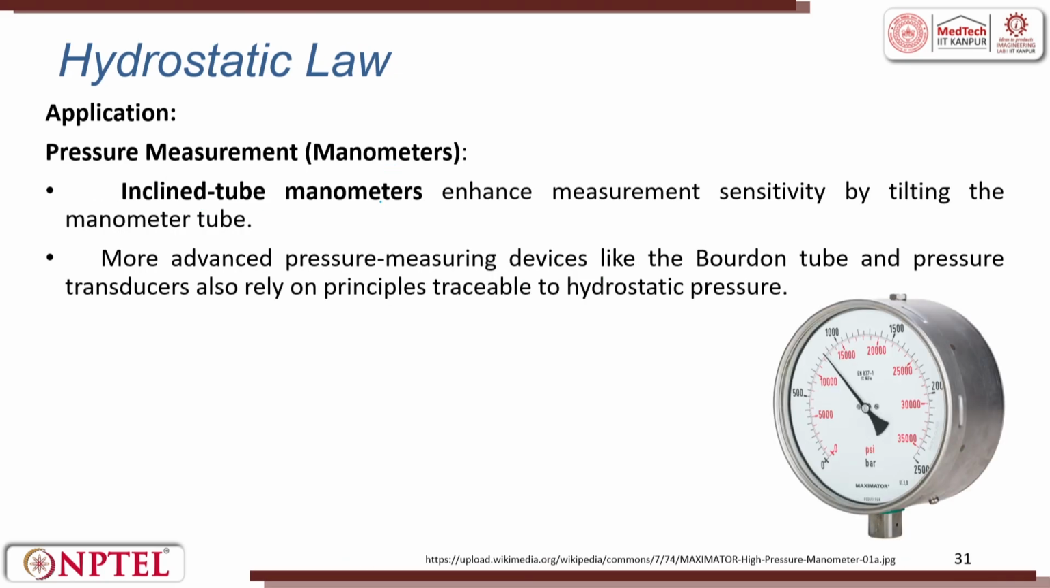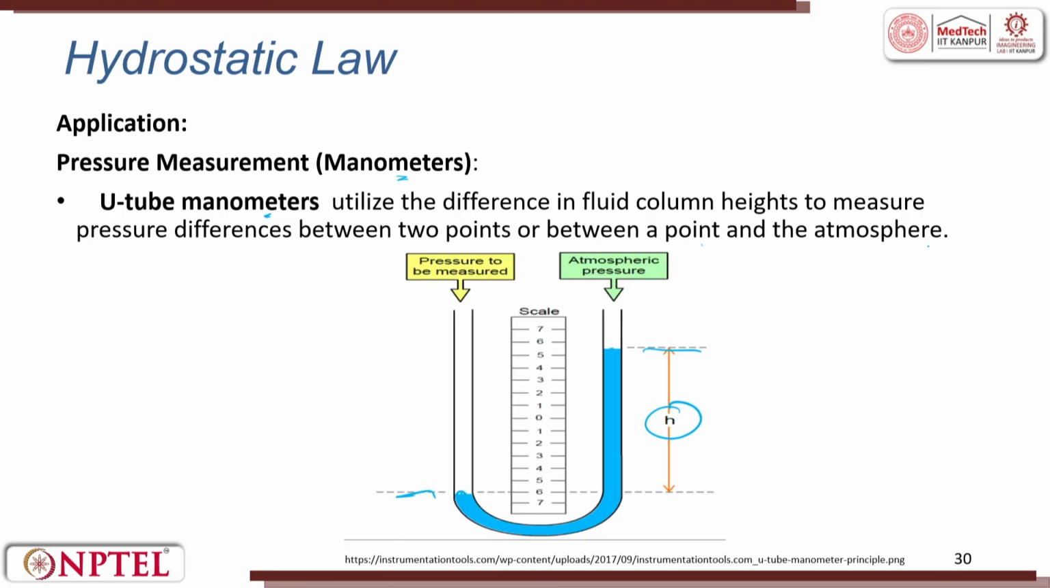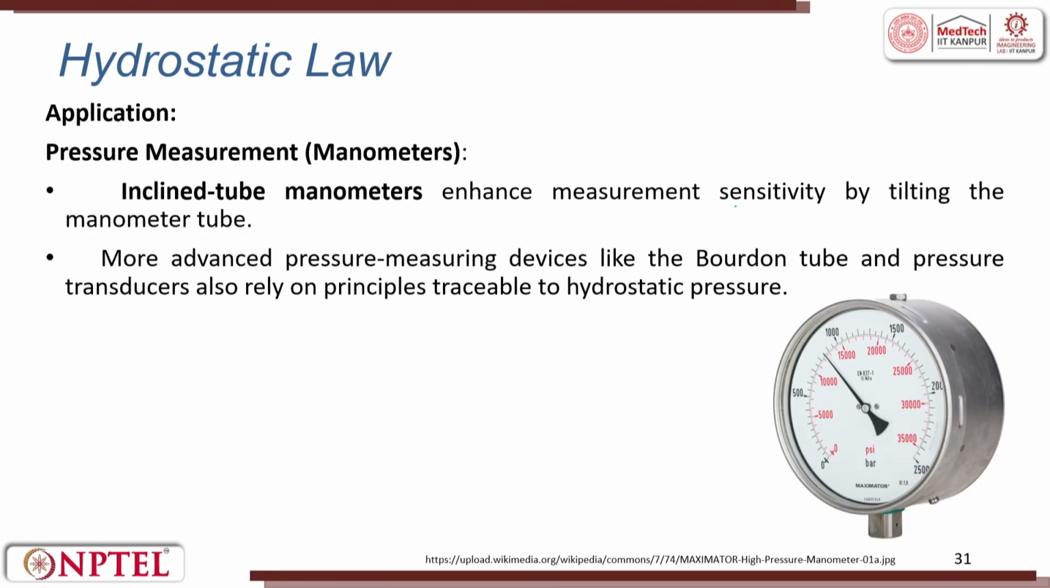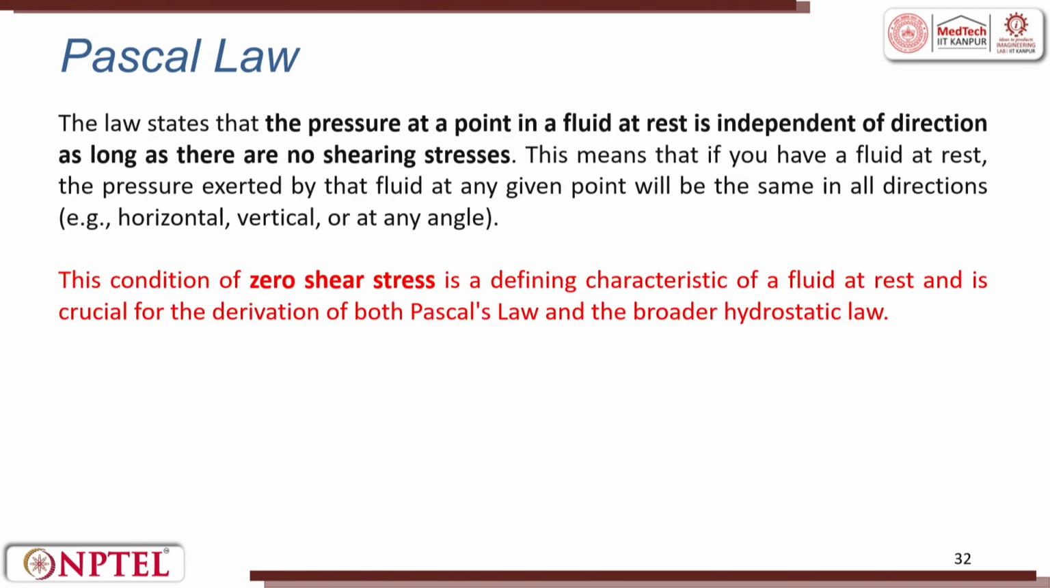The inclined tube manometer also can be used. Compared to the vertical one, the inclined one is more sensitive by tilting the manometer tube. More advanced pressure measuring devices like the Bourdon tube and the pressure transducer also rely on the principles traceable to hydrostatic pressures.